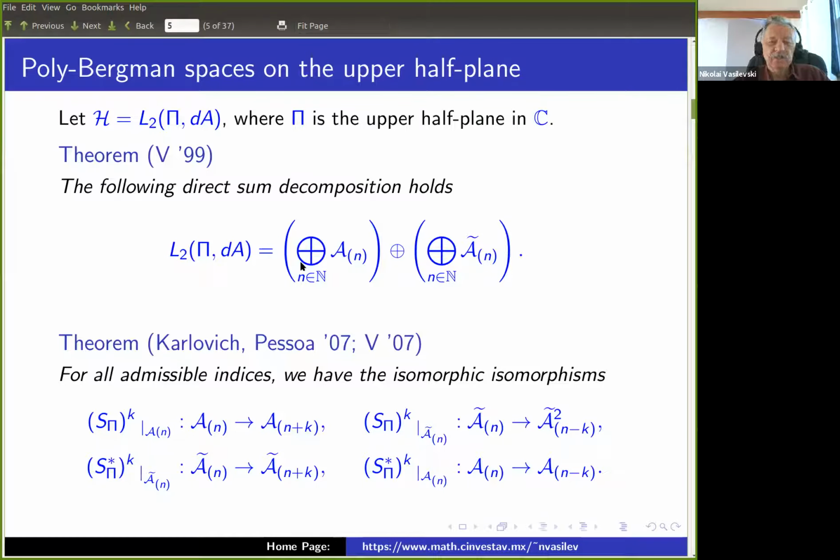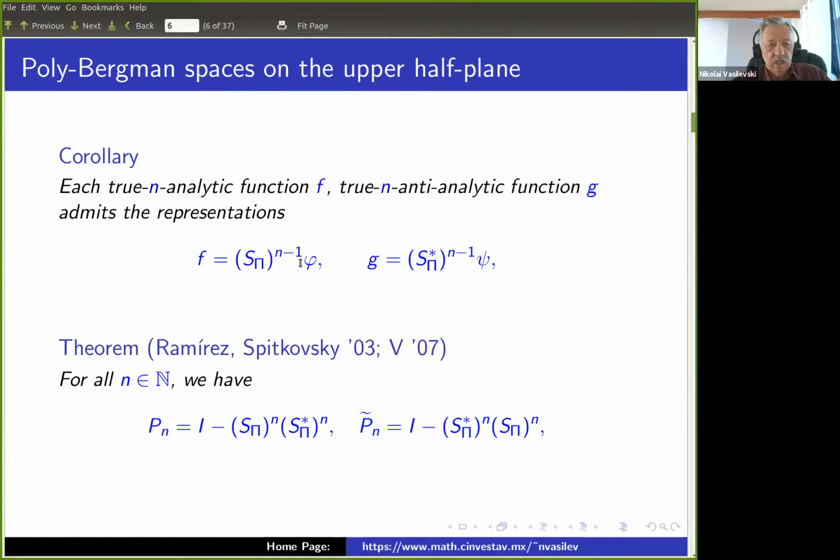So again, there is a strict connection between the two-dimensional singular integral operator and polyanalytic functions. Moreover, we can describe what true polyanalytic functions look like. We need to consider an analytic function and apply the powers of a singular integral operator, and it will give a true polyanalytic function. The same story holds for true anti-analytic functions. And again, the projection can be described in Juraev-style formulas.